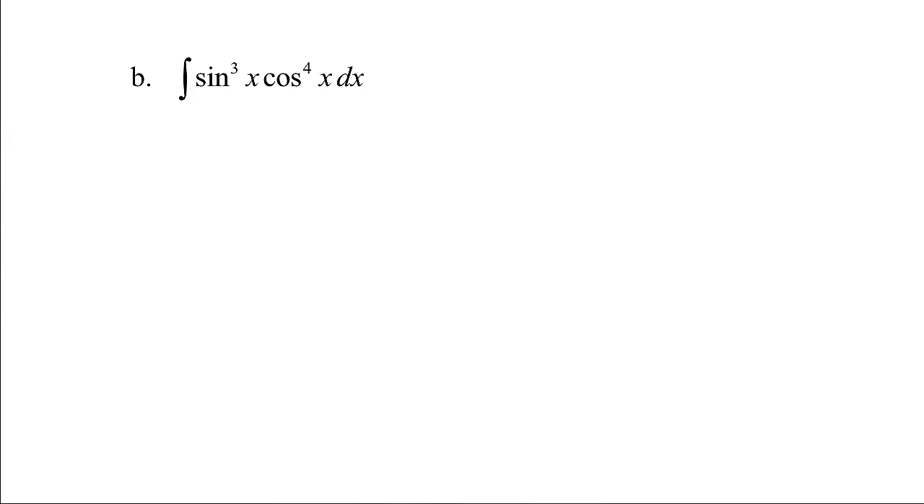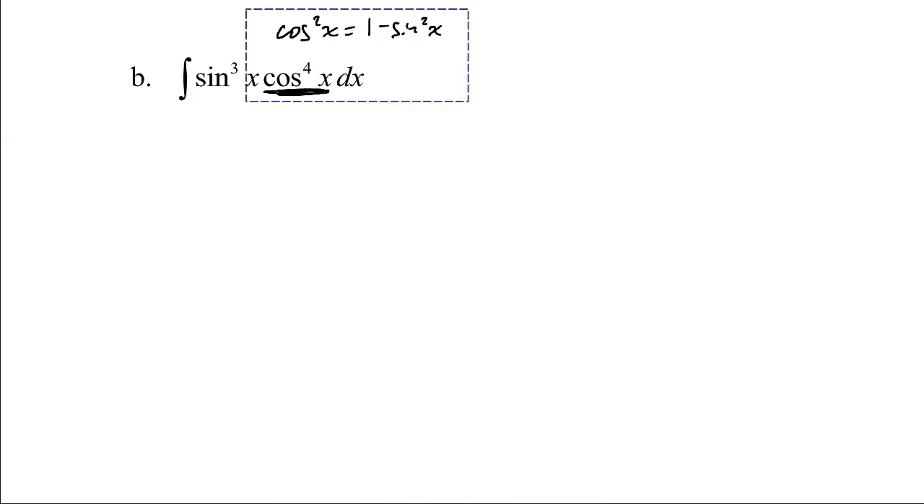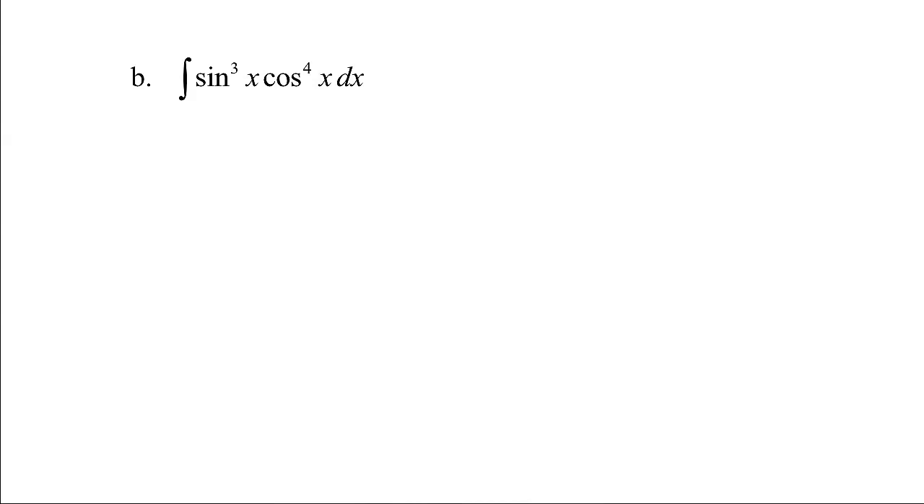With this one, you can rewrite either of these, because cosine squared of x is 1 minus sine squared. But there are two cosine squareds in that, so it's cosine squared squared. If I let u be sine, then du would be cosine, so I would need to have some cosines left. But if I rewrite both of those, I won't have any cosines left.